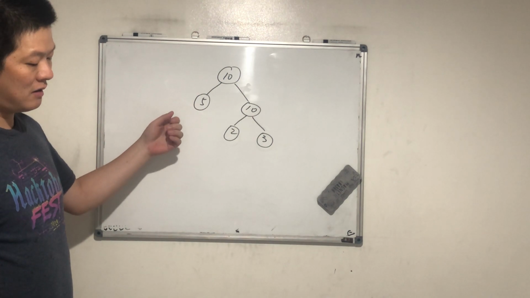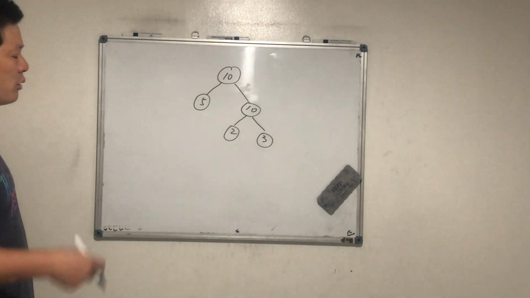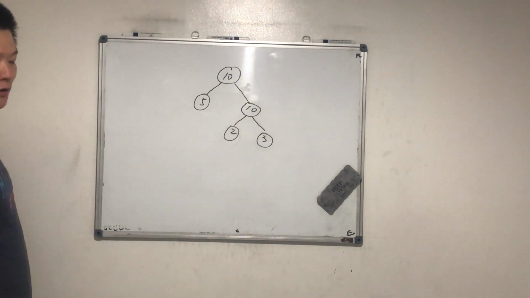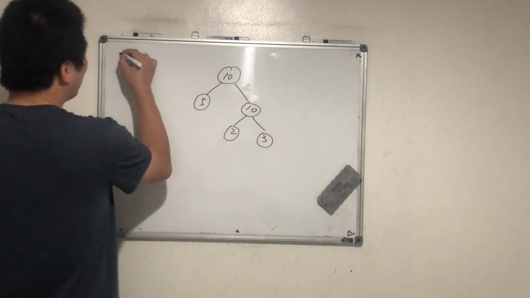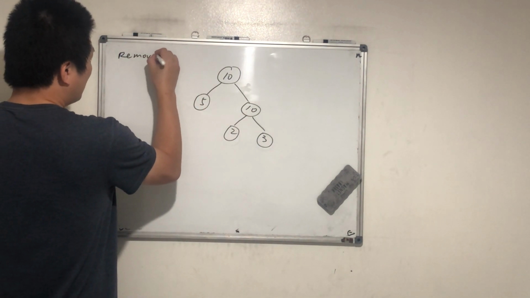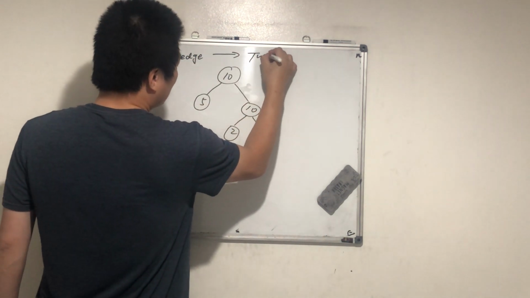Four edges, four possibilities. So what happens if I remove one edge? What do we get? Two trees. We remove one edge and get two binary trees.